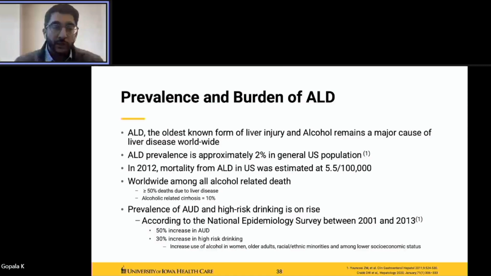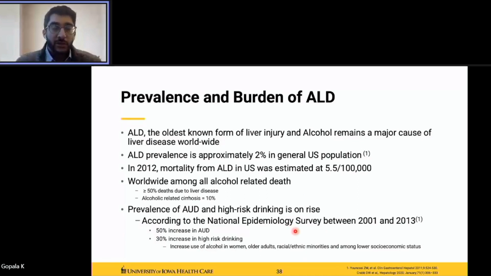So we all know alcohol is a big problem, and it's the oldest known form of liver injury and a major cause of liver disease worldwide. Alcohol liver disease in the U.S. is about 2% in the general population, and mortality in the U.S. is about 5.5 to 100 per 100,000. Worldwide, 50% of deaths due to liver disease are related to alcohol.